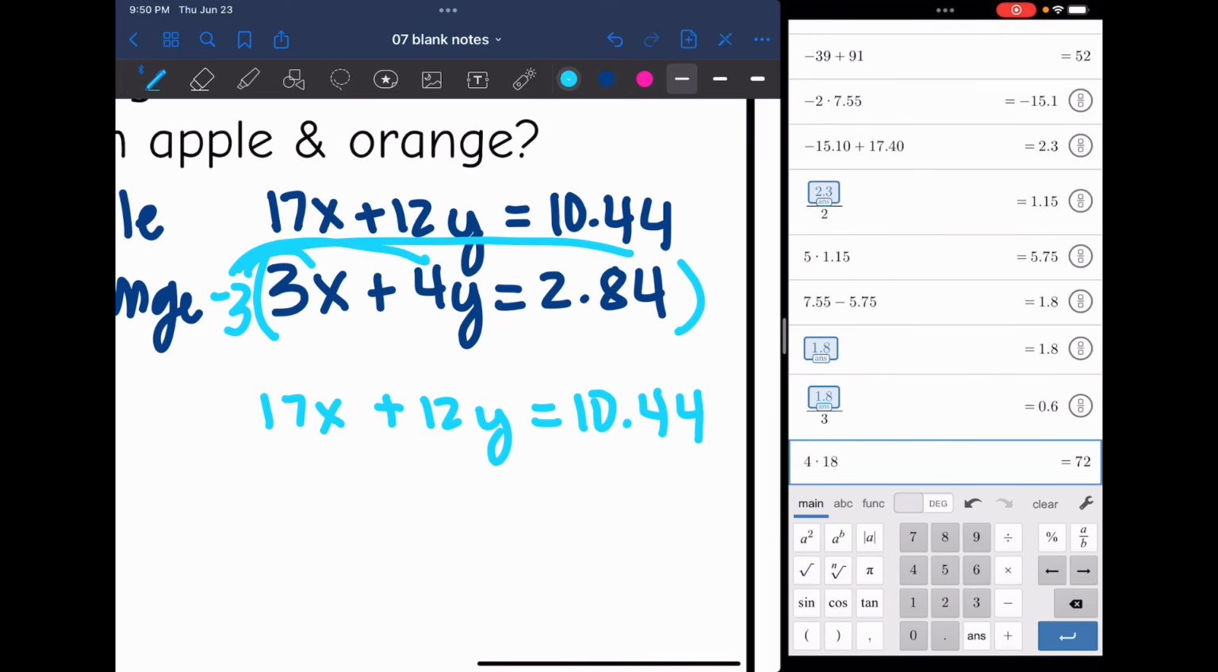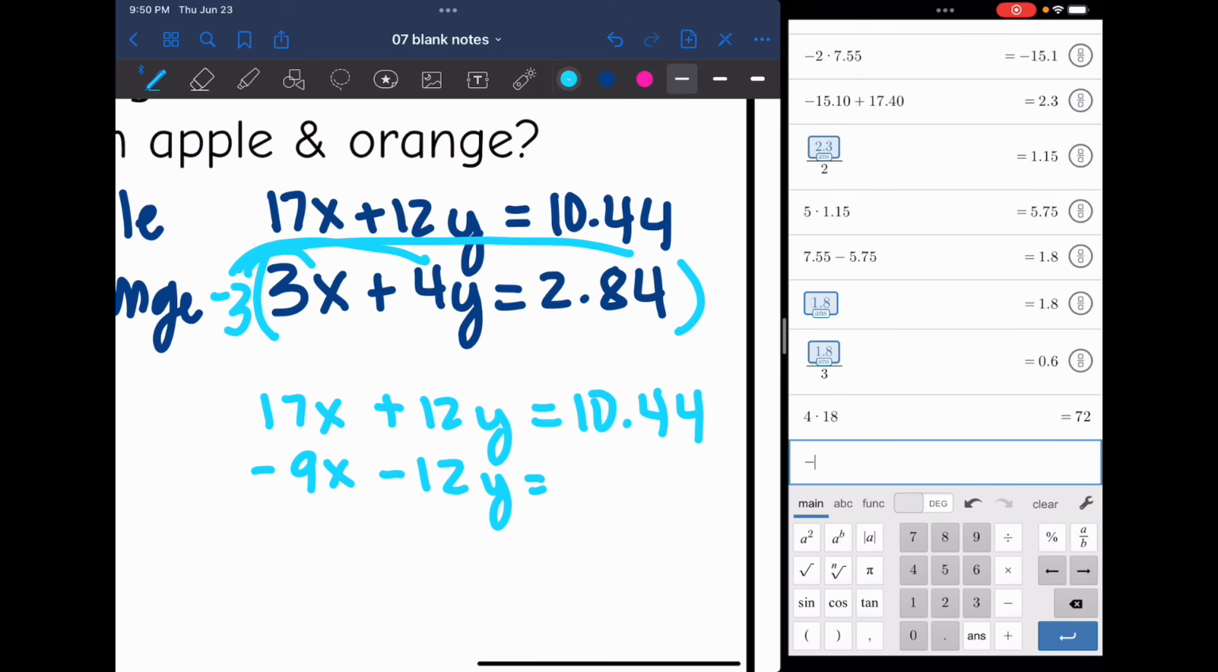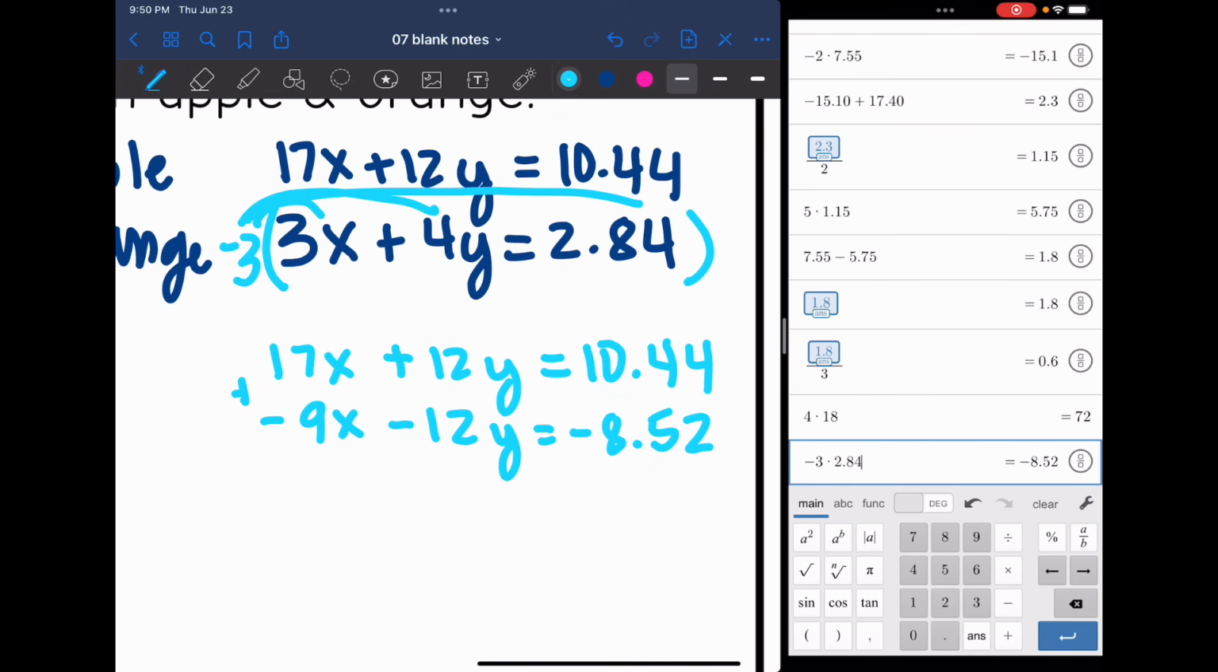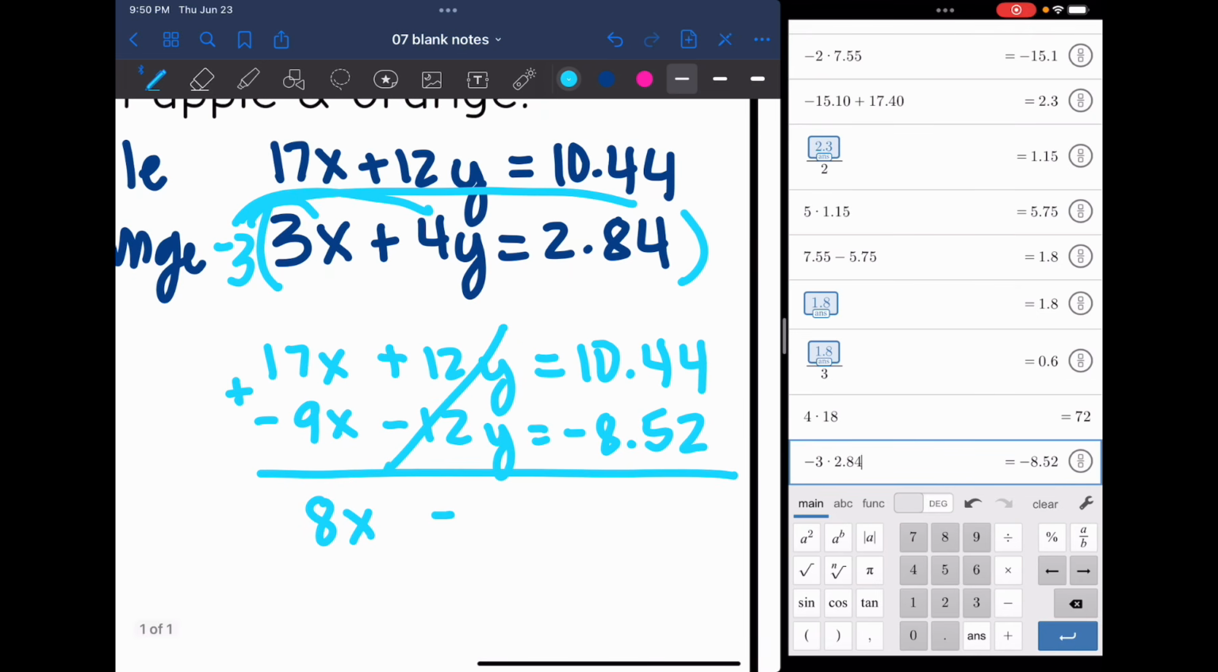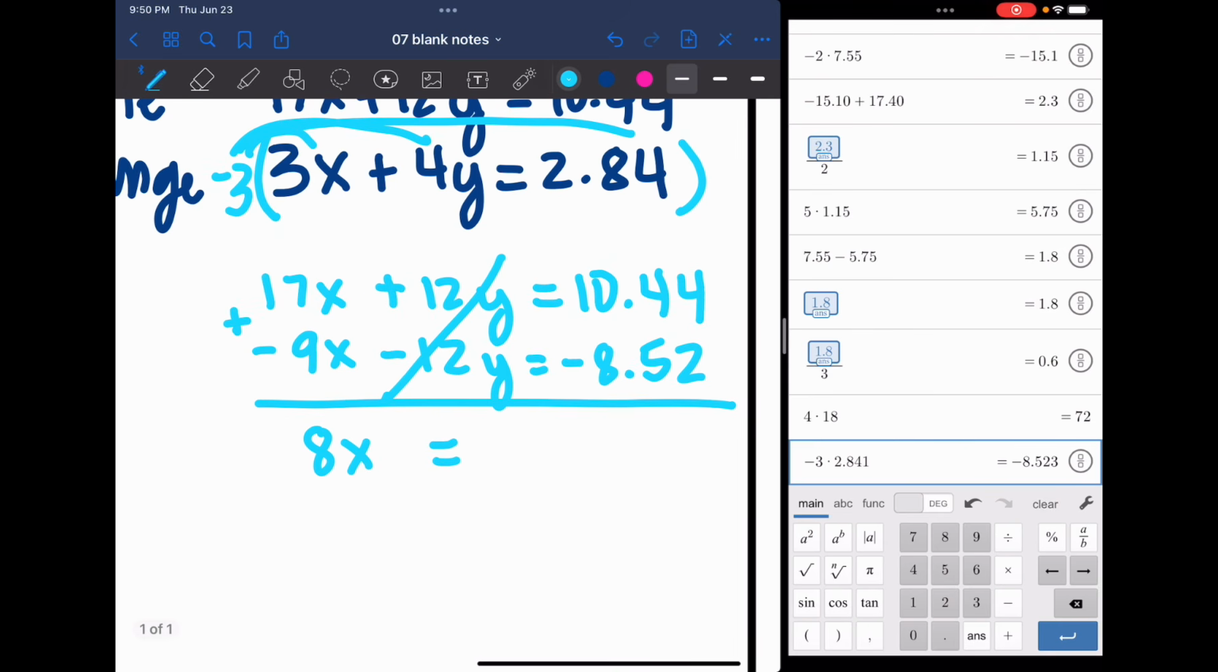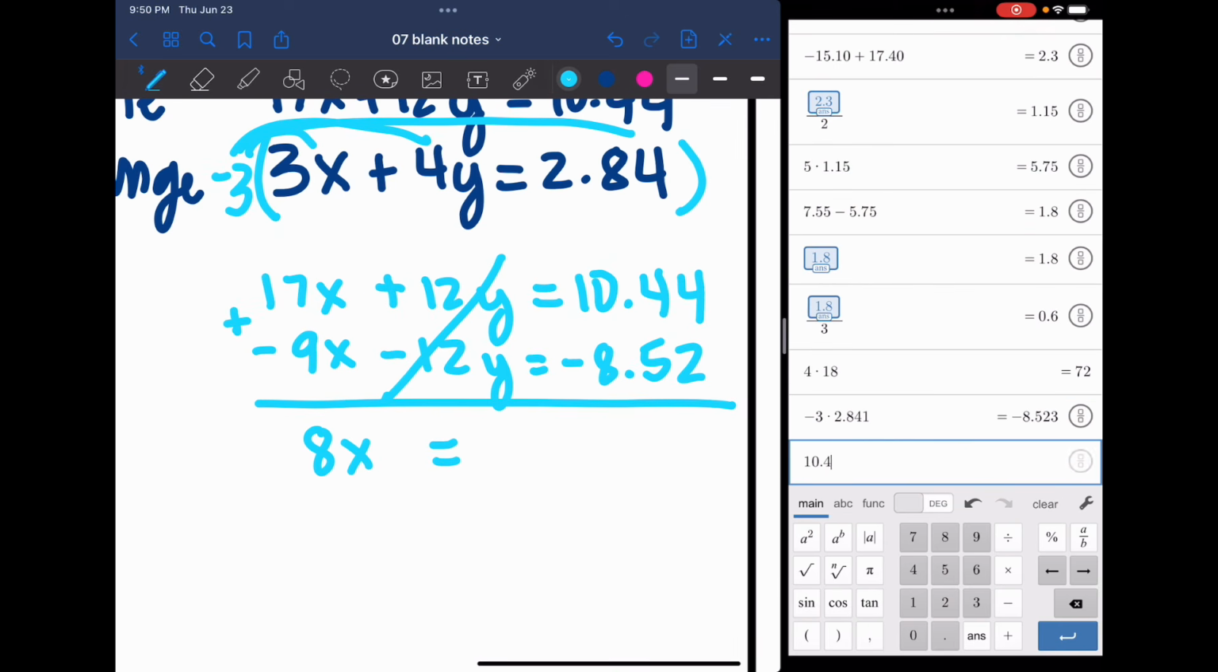So -3 times 3x is -9x. -3 times 4y is -12y. And then let's figure out what -3 times 284 is. It is -852. Okay, now I can combine these together. 17x plus negative 9x is 8x. 12y plus negative 12y eliminates, and then 1044 plus negative 852 is 192.